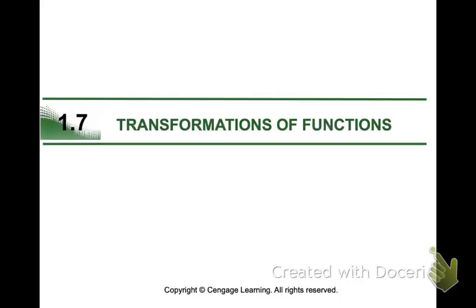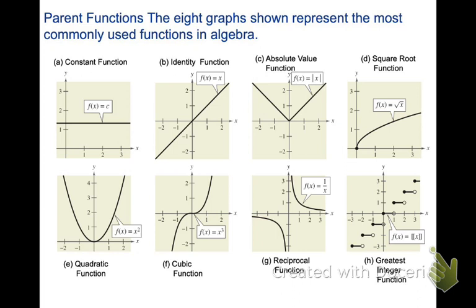Okay, 1.7 transformations of functions. These are the parent functions that we went over yesterday, all except for the step function. The step function is right here, also known as a greatest integer function.